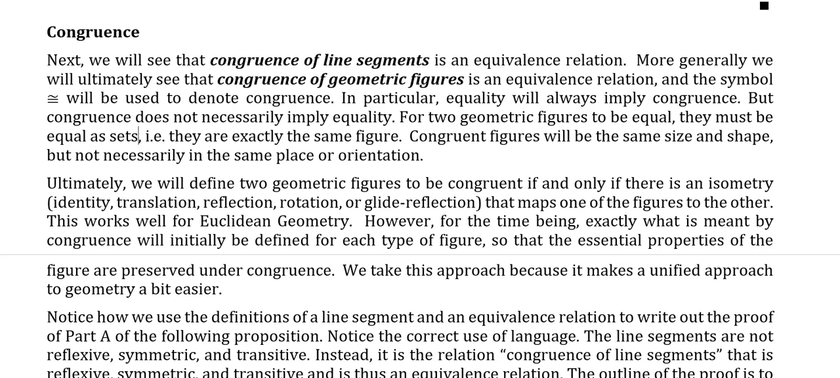Okay, so ultimately we will define two geometric figures to be congruent if and only if there's an isometry, that would be an identity mapping, translation, reflection, rotation, or glide reflection, that maps one of the figures to the other. This works well for Euclidean geometry, and we will study this toward the end of the course.